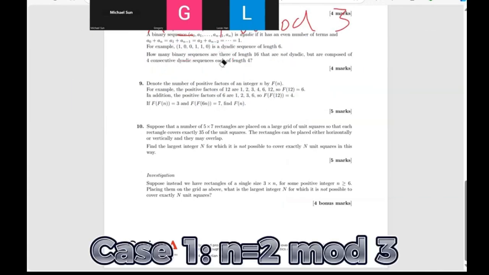n is 1 mod 3, n is not 1 mod 3. If n is 1 mod 3, I claim the answer is 4n minus 1. First, I'll prove anything bigger than 4n minus 1 is possible when n is 1 mod 3.